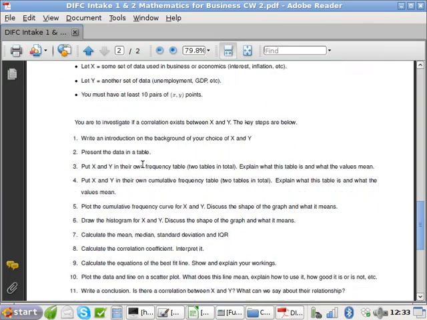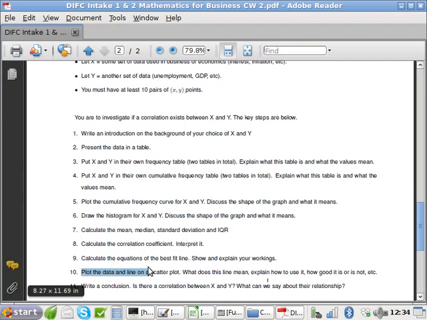So what do you need to do? First, write an introduction about your choice of X and Y, whatever it was, okay? Put this data in a table. Put X and Y in a frequency table. Put X and Y in a cumulative frequency table. Plot the cumulative frequency curve. Draw the histogram for X and Y. Calculate the mean, median, and standard deviation and interquartile range. Calculate the correlation coefficient, interpret it. Calculate the equation of the line, show and explain your work.